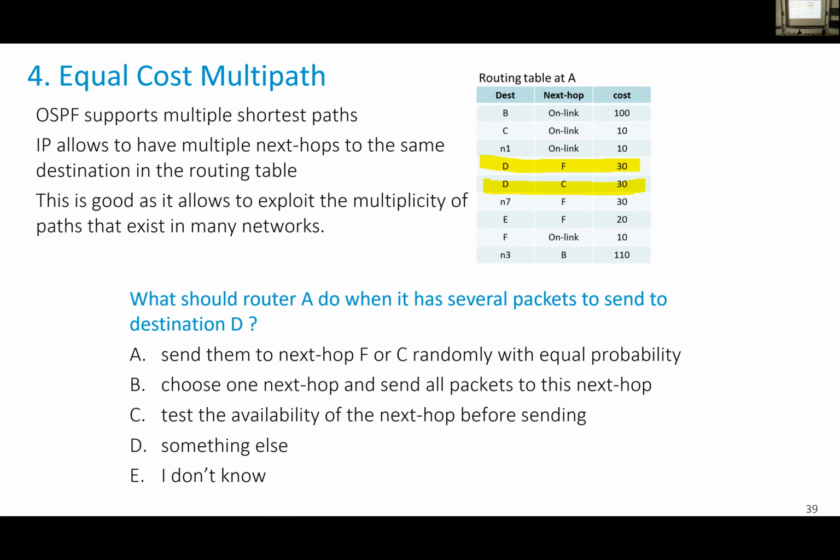The second problem is what happens when we are at A. A has a packet to send to D, and then it says that D can be reached either via F or via C here. So what should the router do? Should it send the packets randomly to one of them, or should it decide once and for all about one of the destinations? What would you do? What do you think you would like to do if you are designing the code of OSPF?